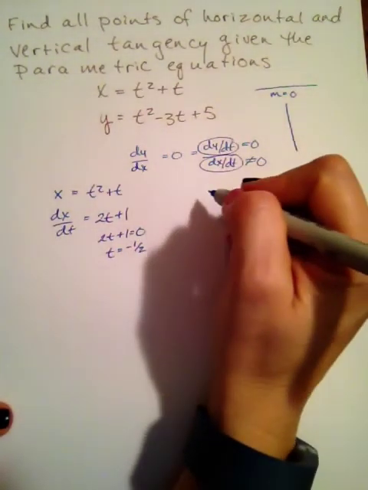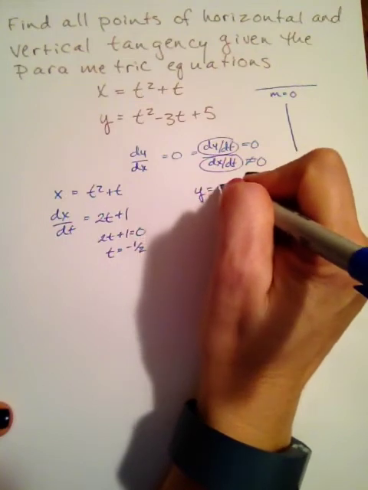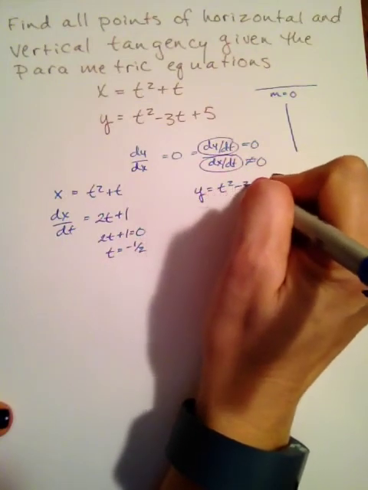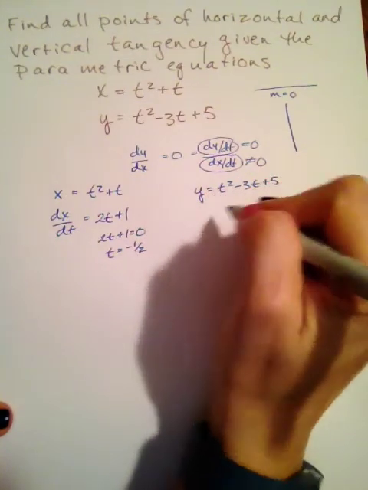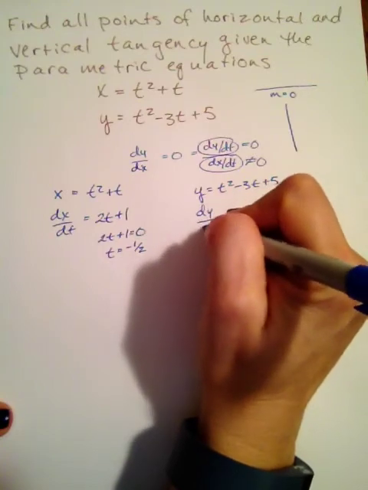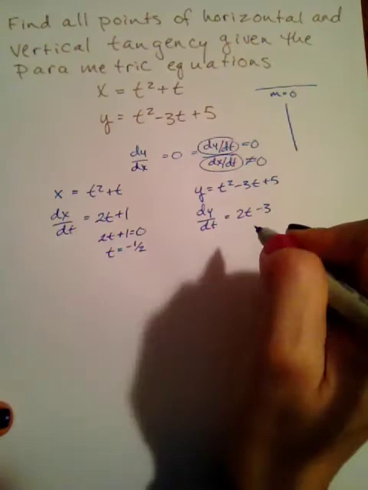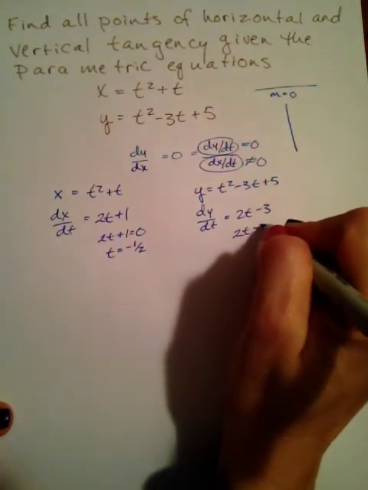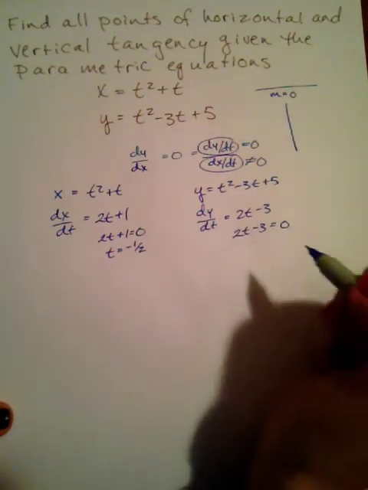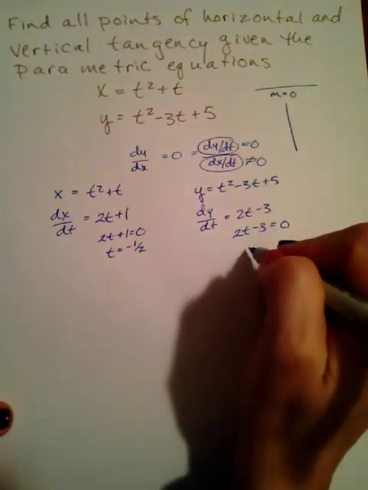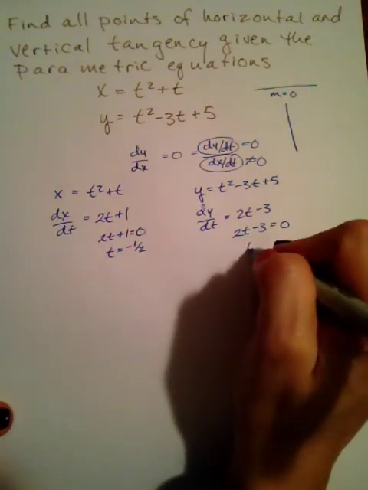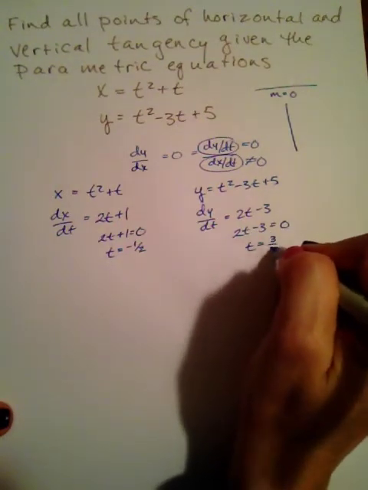I'll do the same thing with y. So y equals t squared minus 3t plus 5. So the derivative of y with respect to t equals 2t minus 3. I'll set 2t minus 3 equal to 0 and solve for my t. So I'll add 3, divide by 2, and t equals 3/2.